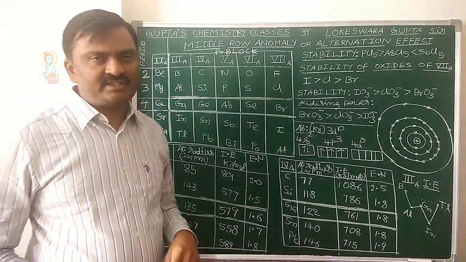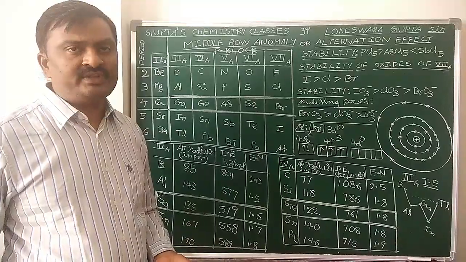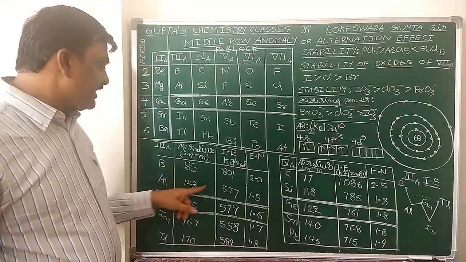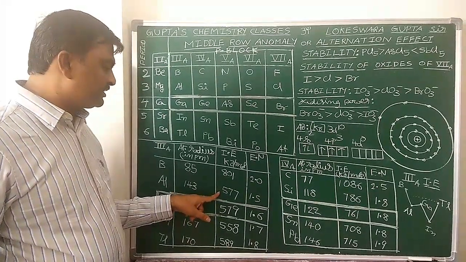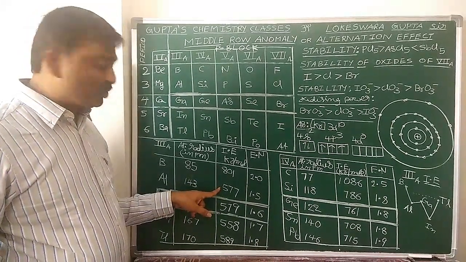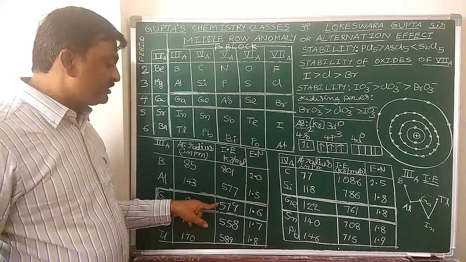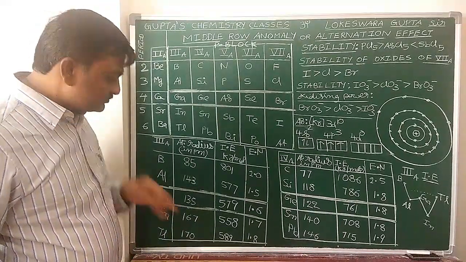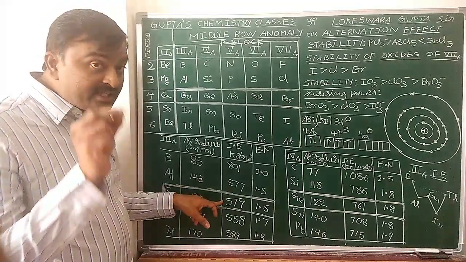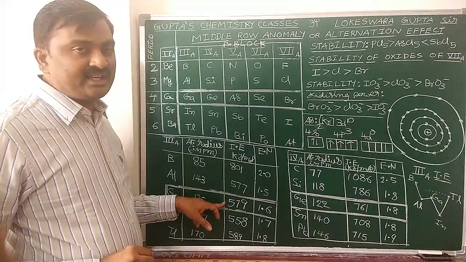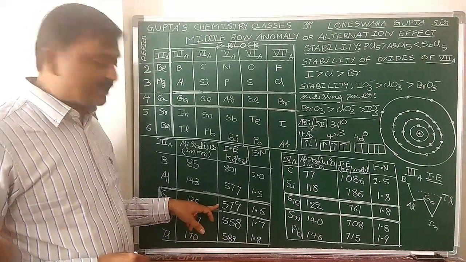Similarly, ionization energy. Down the group size is increasing, right? So ionization energy has to decrease. Now in the 3A group, from second period element to third period element, the decrease in ionization energy is more. But from aluminum to gallium, third period to fourth period, instead of decrease, ionization energy increased slightly. That is because of middle row anomaly.